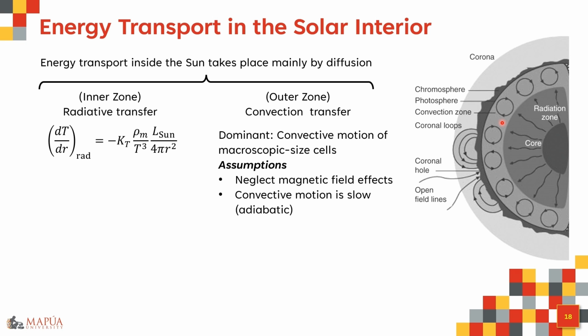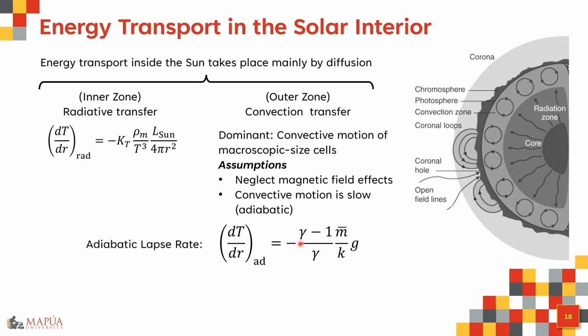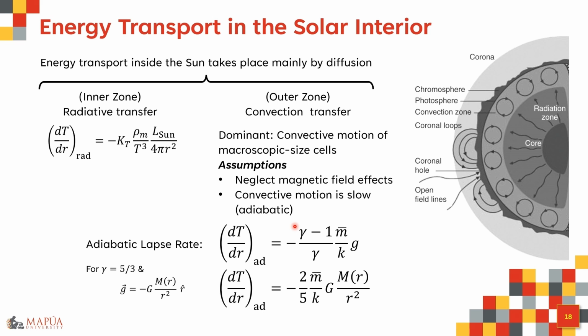is an adiabatic process. So we can express the temperature gradient in terms of the adiabatic lapse rate given by this equation. This is equal to (gamma minus 1) over gamma times m bar over k_B, where gamma is the ratio of specific heats for plasma. Remember that gamma for plasma is 5/3. If we substitute 5/3 into this equation, we end up with this equation. This is negative 2/5 times m bar over k times G M over r squared.